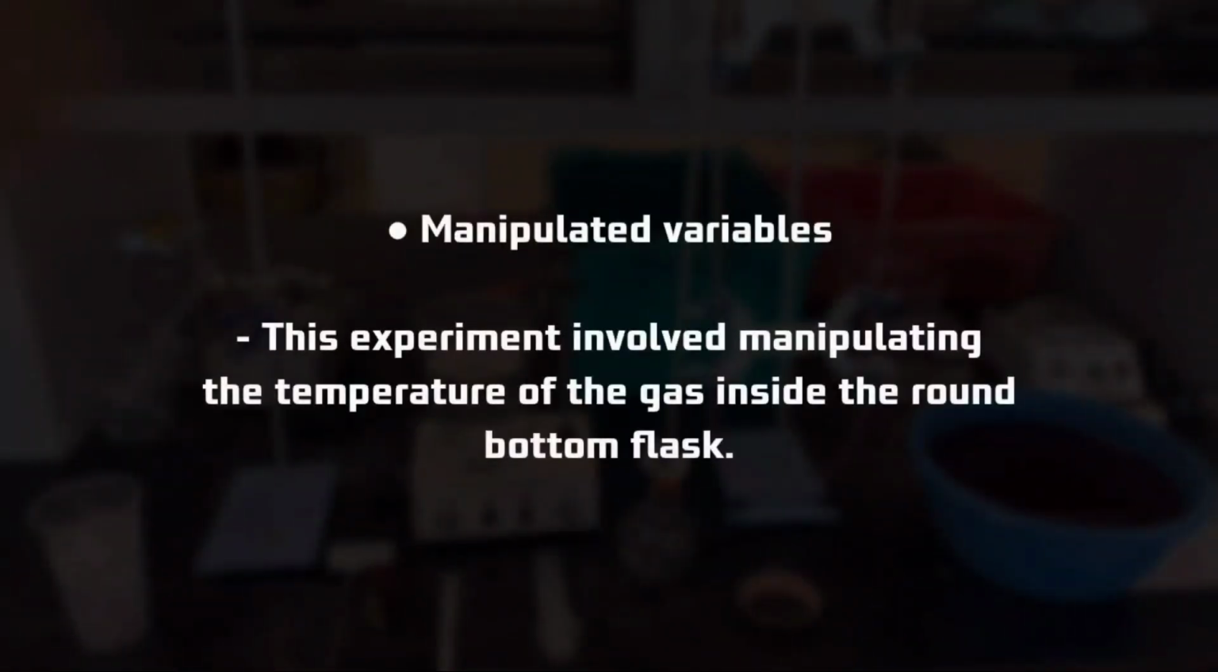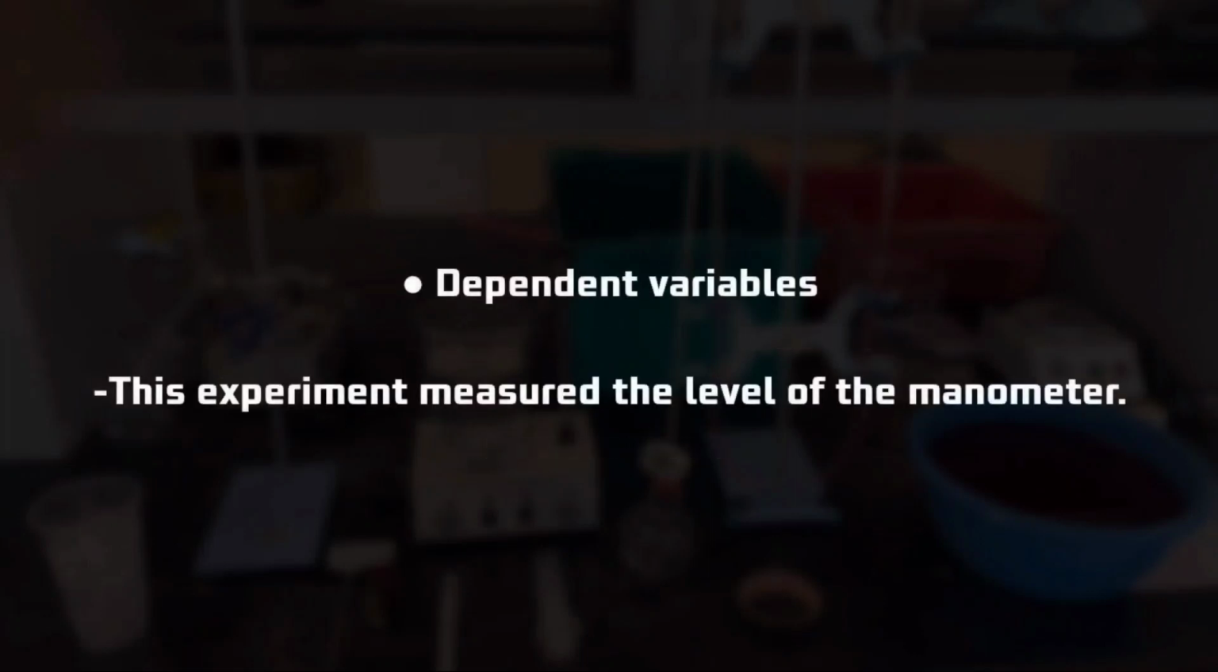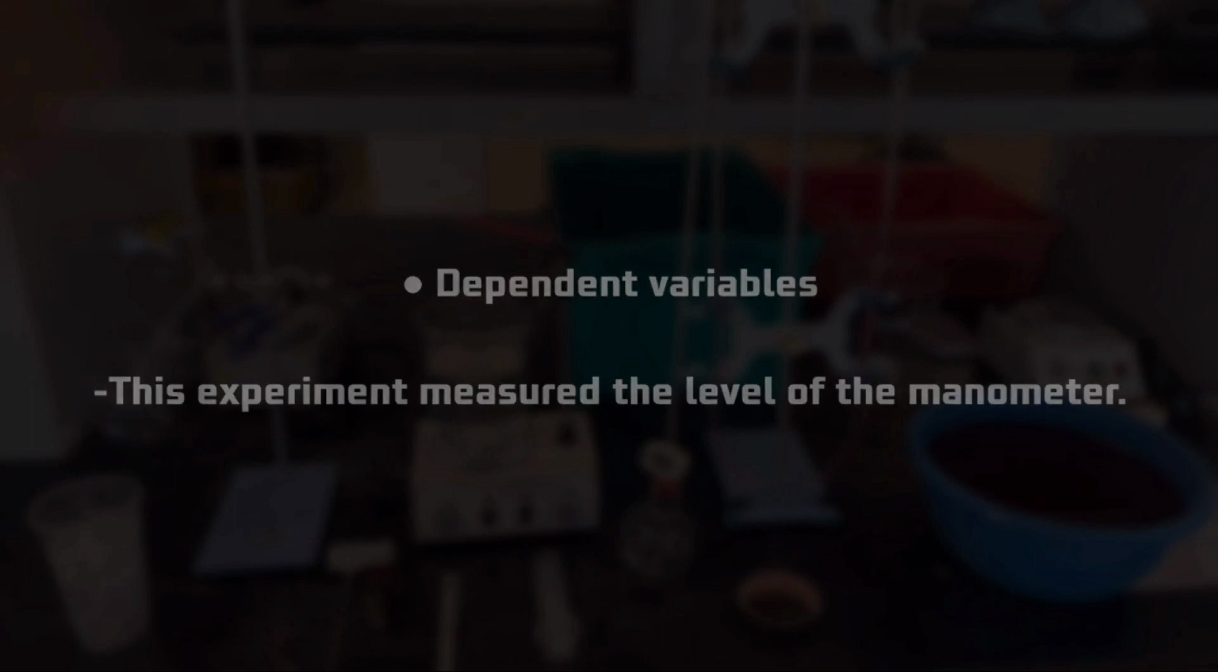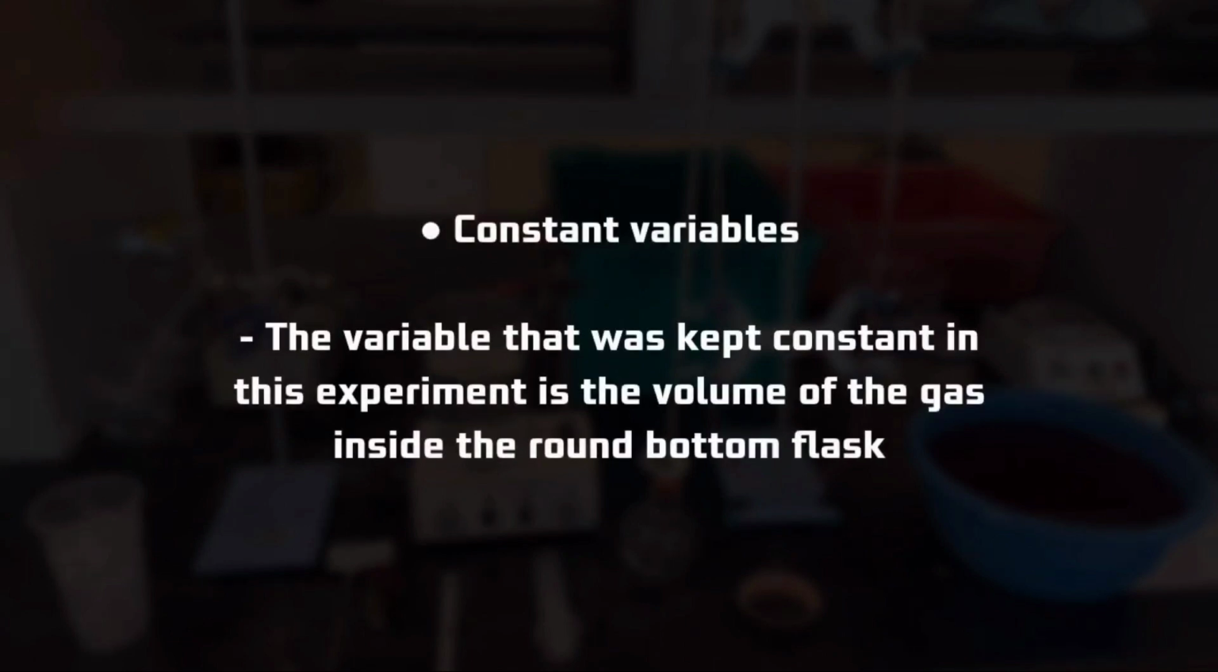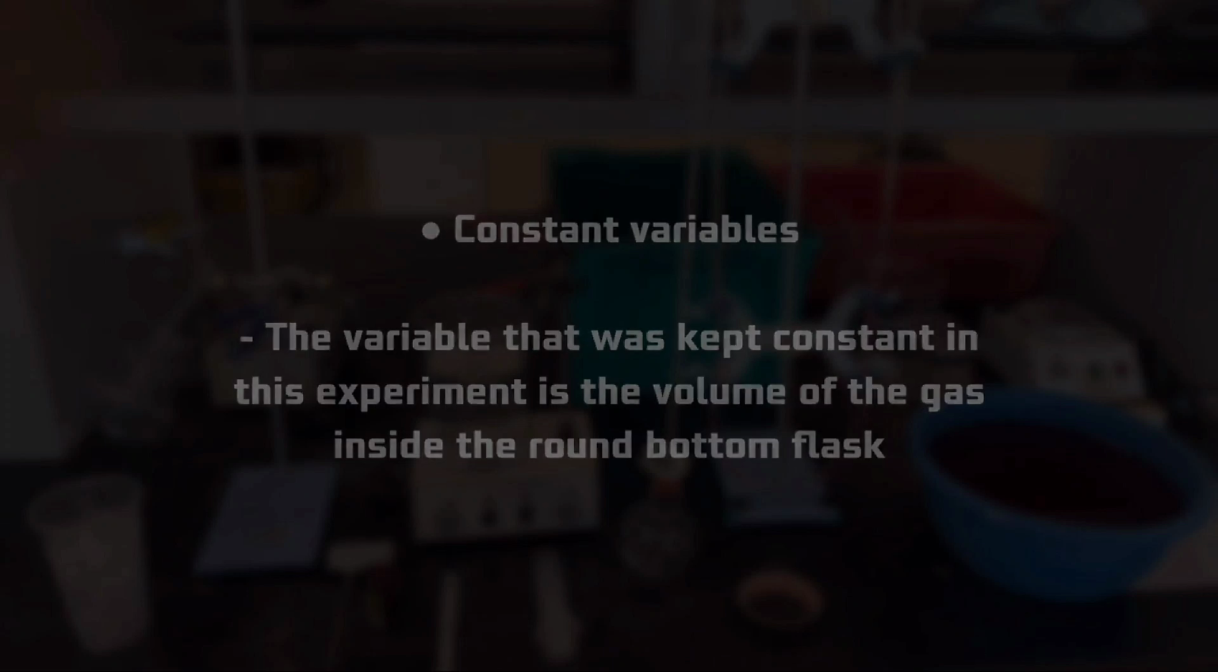The first one, the manipulated variable, is that this experiment involved manipulating the temperature of the gas inside the round bottom flask. The second one is the dependent variable. This experiment measured the level of the manometer. The third and last one is the constant variable. The variable that was kept constant in this experiment is the volume of the gas inside the round bottom flask.